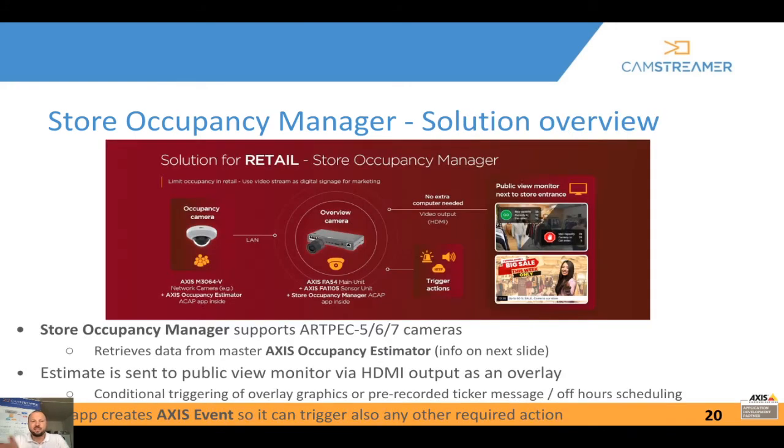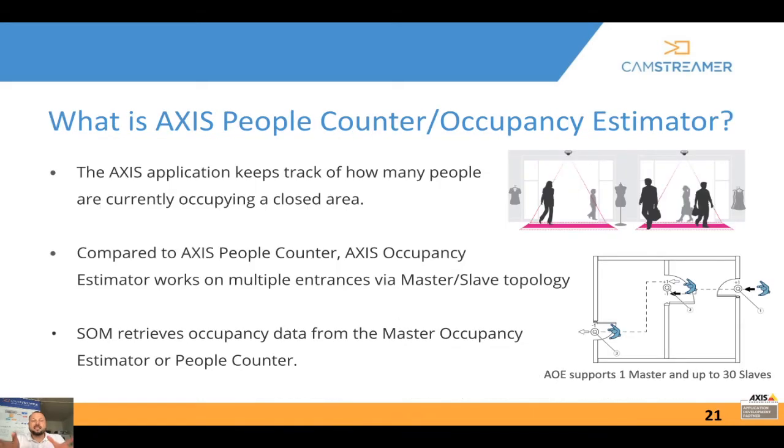How does it work? There is a need for a counting camera. There is another camera for displaying the overlays, and then the video, based on the threshold, with go or stop, is sent via, for example, HDMI to a public view monitor. As I said, counting is required.